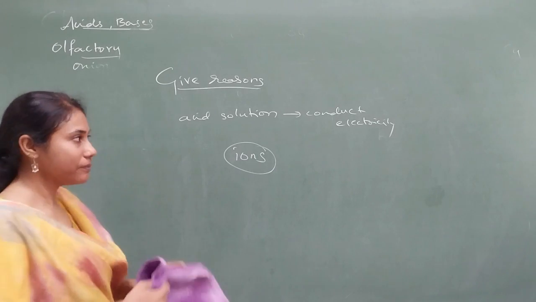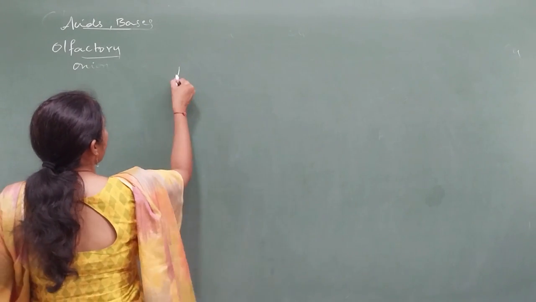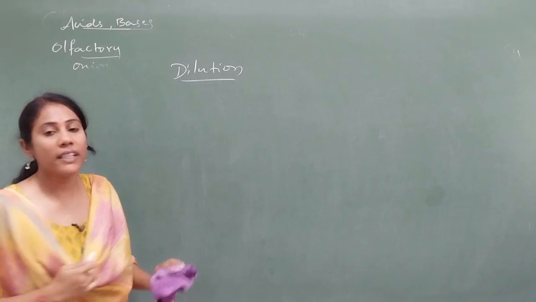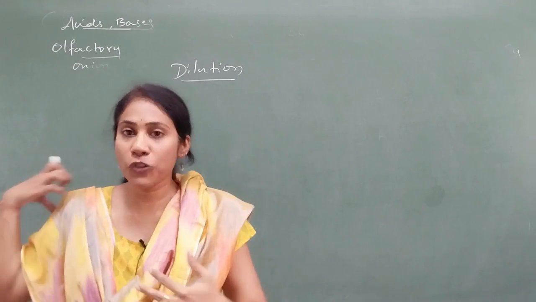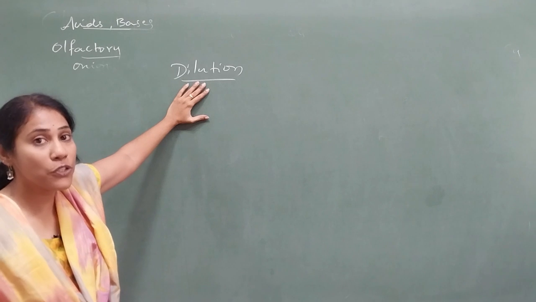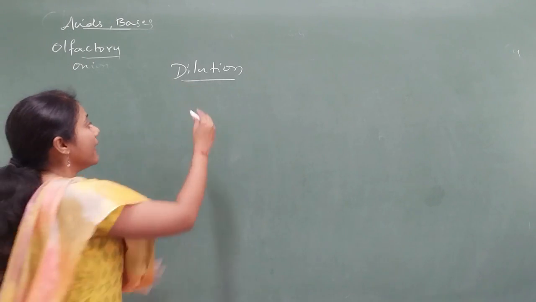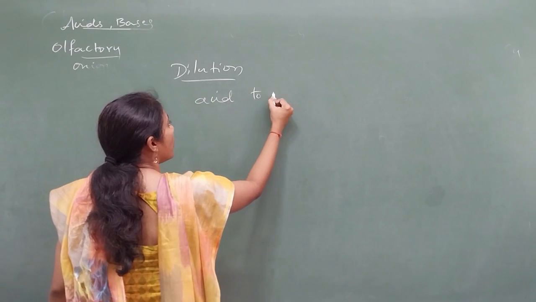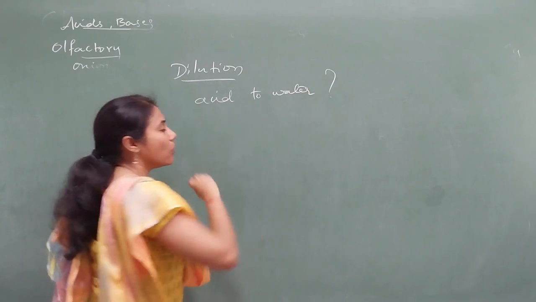And you also should focus on this word called dilution. So what is dilution? Dilution is addition of acid or base to water. Addition of acid or base to water is called dilution. So while diluting, it is always recommended to add acid to water. We always add acid to water but not water to acid.